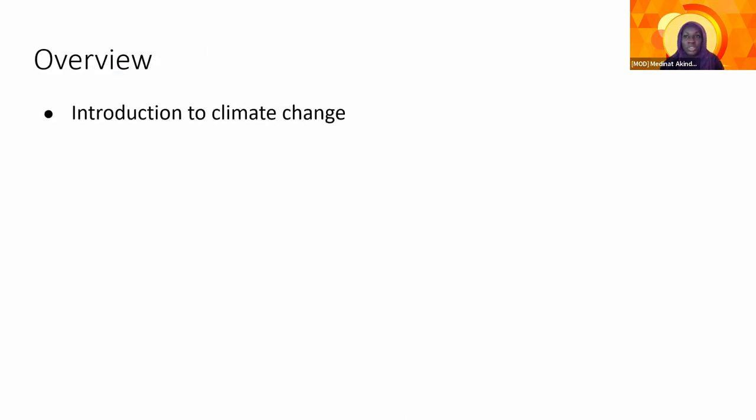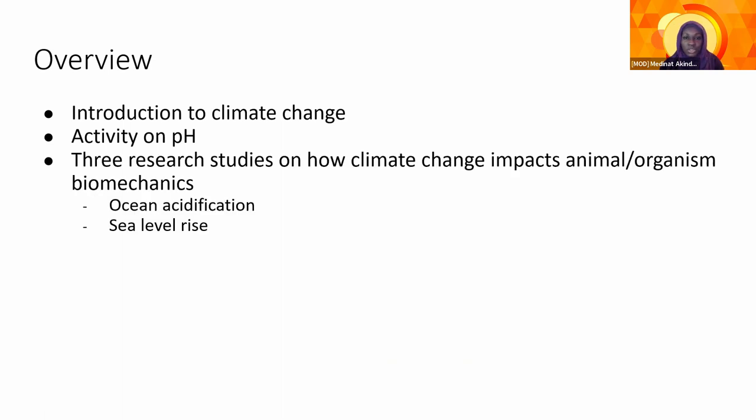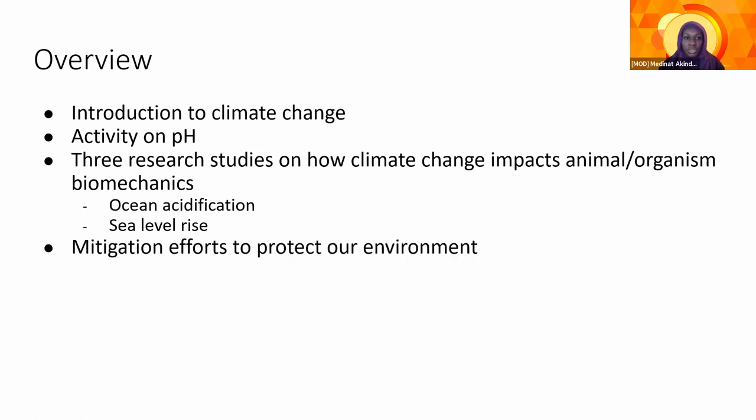As an overview, I'll first give a brief introduction onto what climate change is. We'll do our activity on pH, and then we'll look at three research studies to see how climate change impacts animal organism biomechanics. We're going to look specifically at just two climate change impacts, ocean acidification and sea level rise, and then conclude with some mitigation efforts to protect our environment.